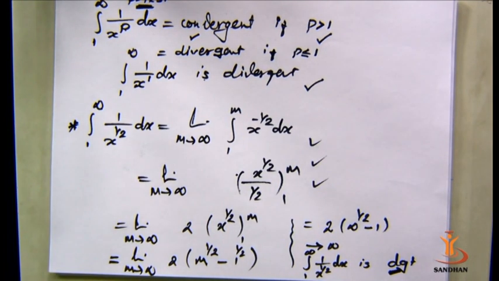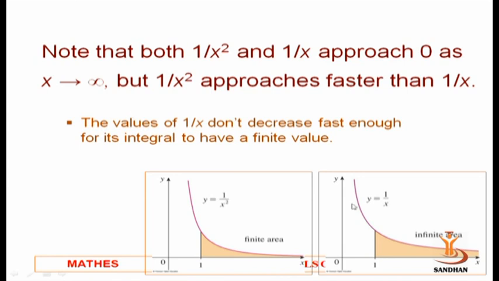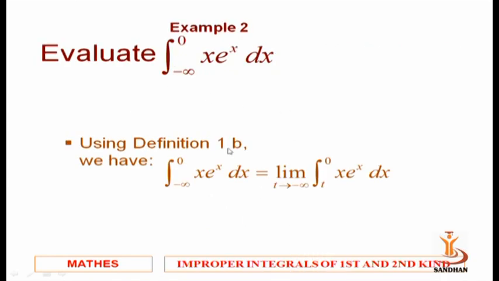Let us see p-test in PPTs, some more examples in PPTs. As we discussed, this is 1 upon x square, 1 upon x. Example number 2, in which we are given minus infinite to 0 x e raised to x. This is a function of x, integrand. Lower limit is not defined, up to 0 does mean improper integral. We can convert improper integral into proper integral by considering t tends to minus infinite gives t to 0 x e raised to x. Both are function of x.